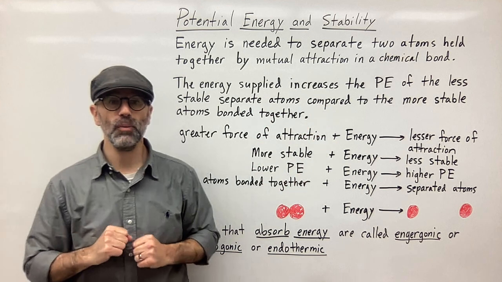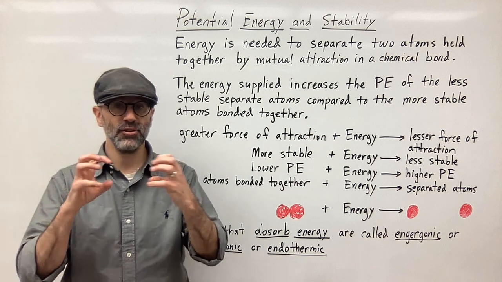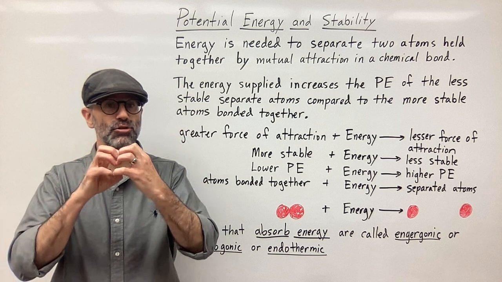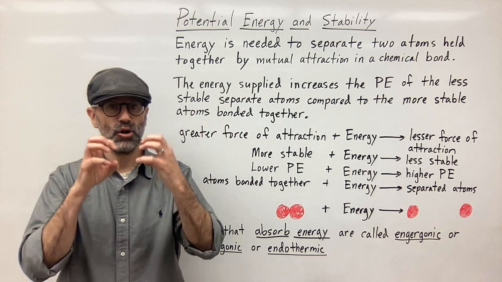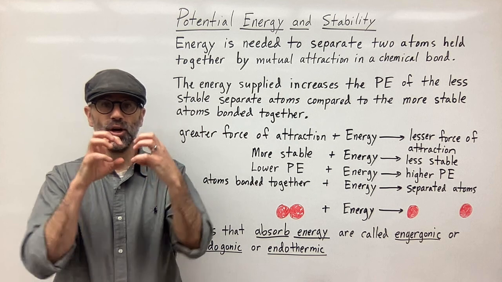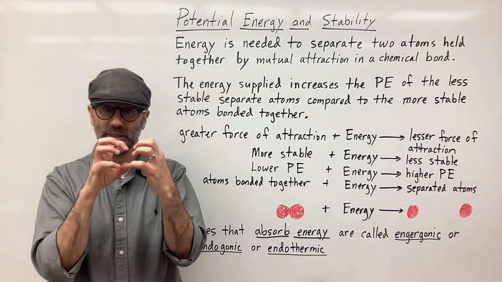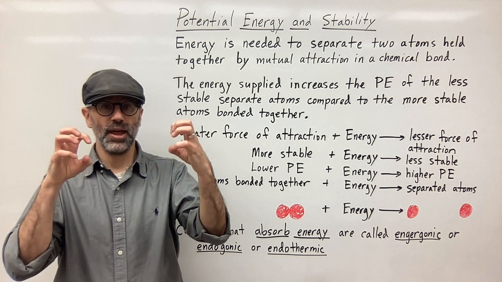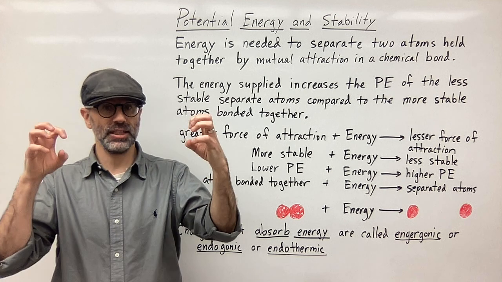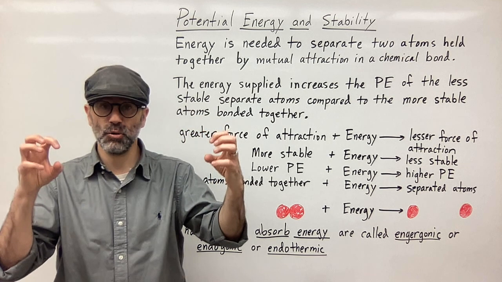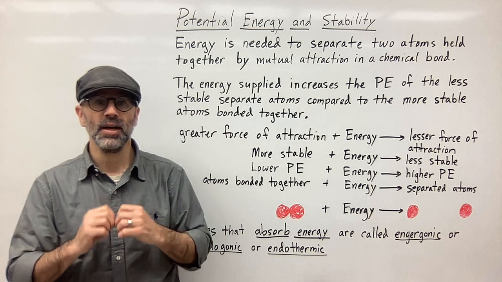Okay, so that is what is happening in the adding of energy to break a bond, right? So you've got a stable molecule, and so it's got a low potential energy. You put energy in, you're going to pull them away from each other, increasing the potential energy and thus increasing the capacity to do work. And I'll talk about that in a moment.